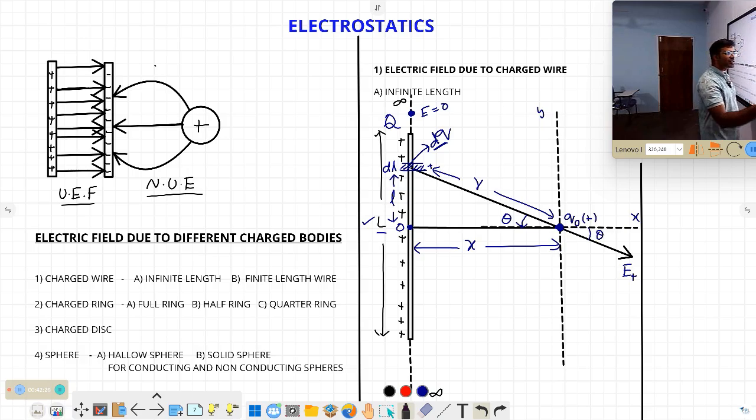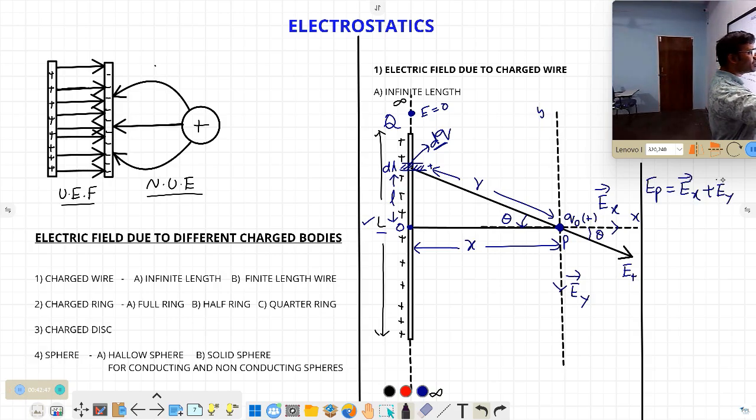So I can resolve this E into two components. One is the X component, the second is the Y component. Just giving the concept here. The electric field at that point P, this is the point P I have chosen here, is equal to the electric field due to the x-axis component plus the electric field due to the y-axis component. You have to take both.